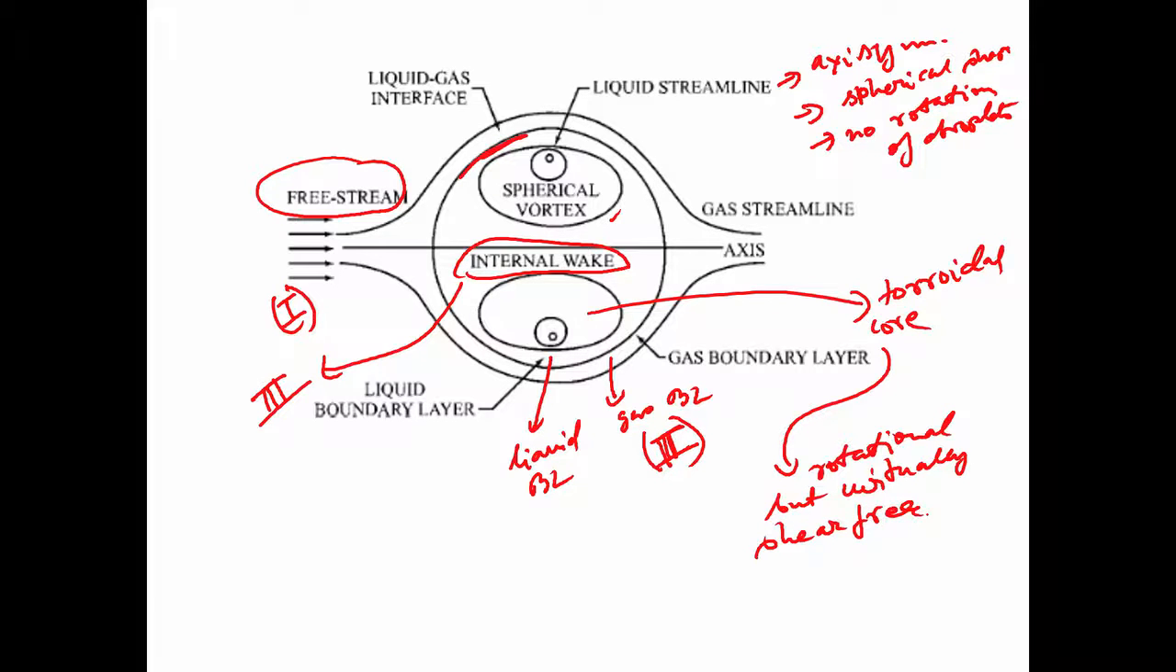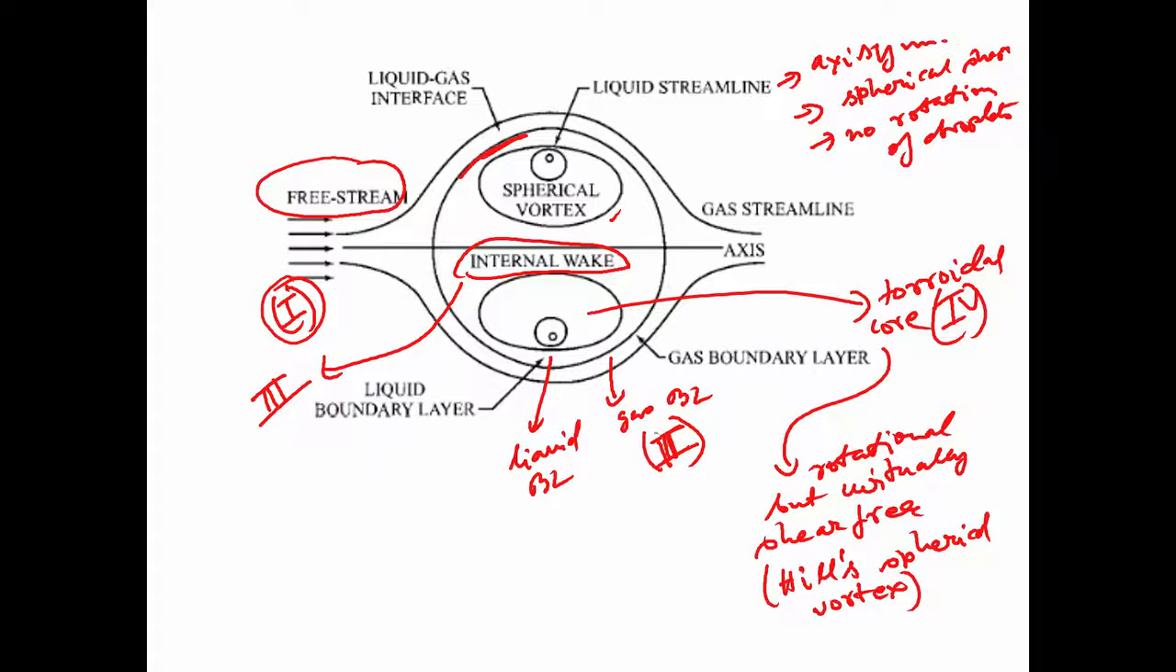Got it? Okay. So, that is represented by something called a Hill's spherical vortex, right. That is basically your region 4. Got it? Let us recap that the free stream region is denoted as 1, right, no viscous effect. The gas phase boundary layer is denoted as 2.